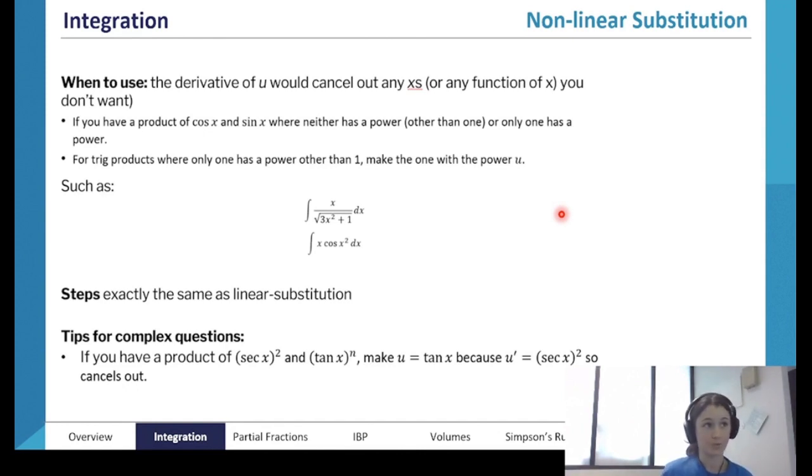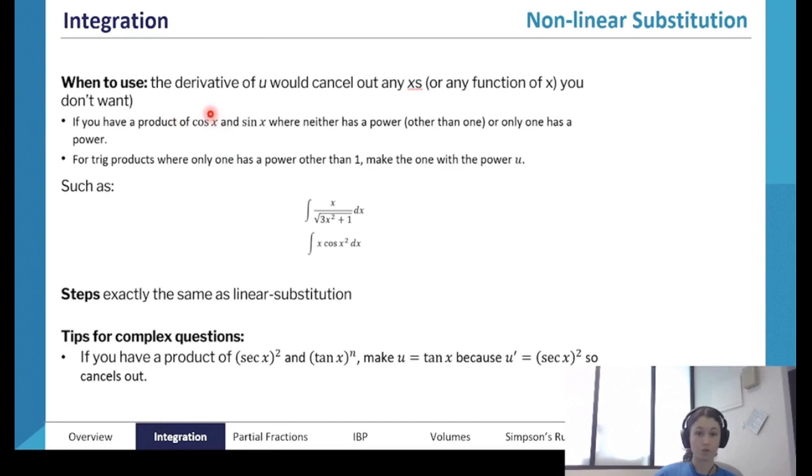So, when do we use nonlinear substitution? We use nonlinear substitution when the derivative of u, and by u we mean the non-linear component that we're going to substitute in, would cancel out any x's or any function of x that you don't want. This is a heavy sentence, so I'll go over it again.